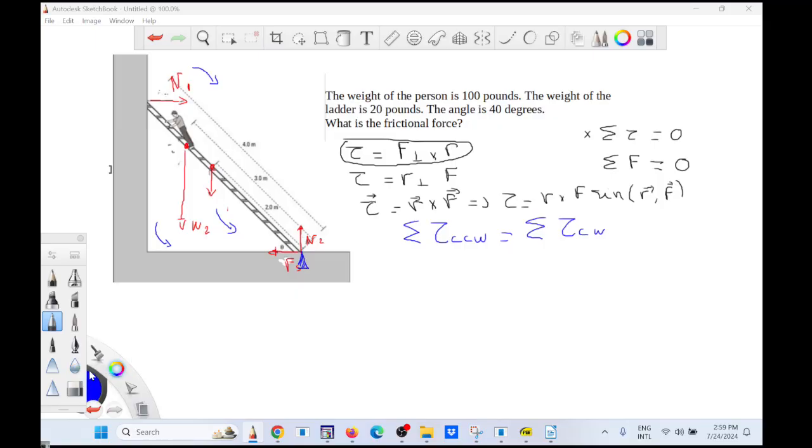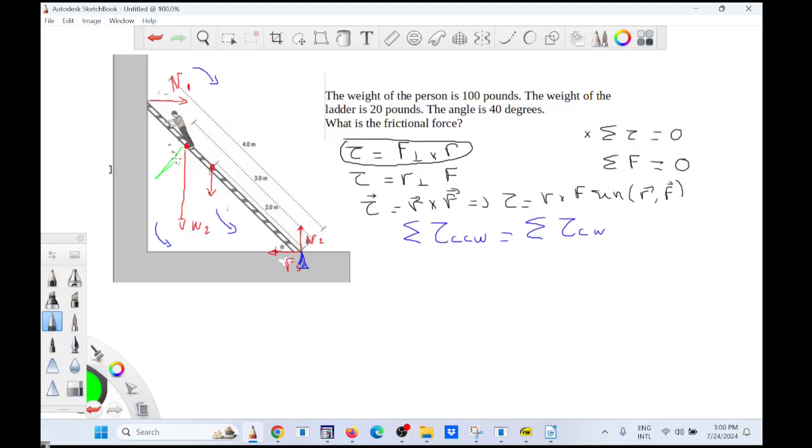Then I'm going to look at the components. So let's look at the component here. I'm going to use this definition of the torque. Okay, so that will be counterclockwise. So I want to find the torque provided by this weight here.